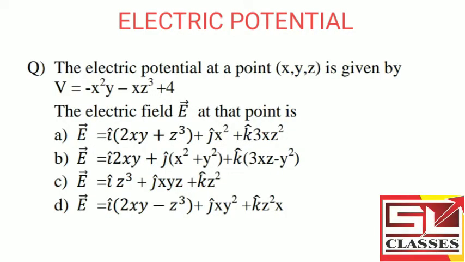First question. The electric potential at a point x, y, z is given by V equal to minus x square y minus x z cube plus 4. The electric field at that point is, and different options are given. You can read those options. Electric field is given in terms of i cap, j cap and k cap. There are some equations.